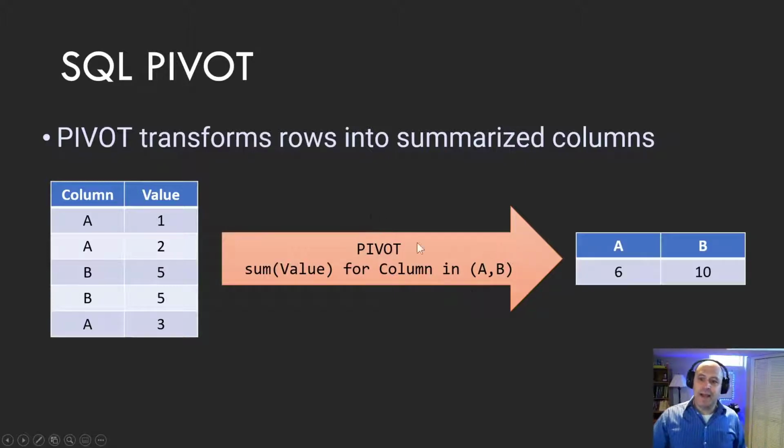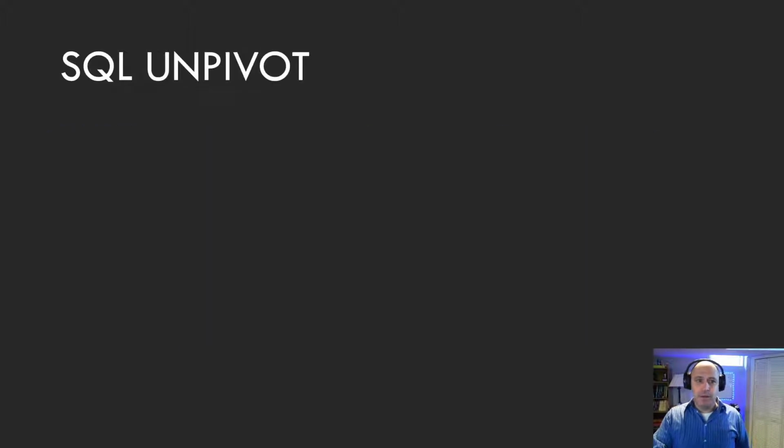And then what you get back is a column A with a sum of those values and a column B with a sum of those values. So that's pivot. It's going to create a summary of values over a column, and then you have to include the values from that column. And you can use any aggregate: sum, count, min, max, etc. So unpivot sort of does the reverse.